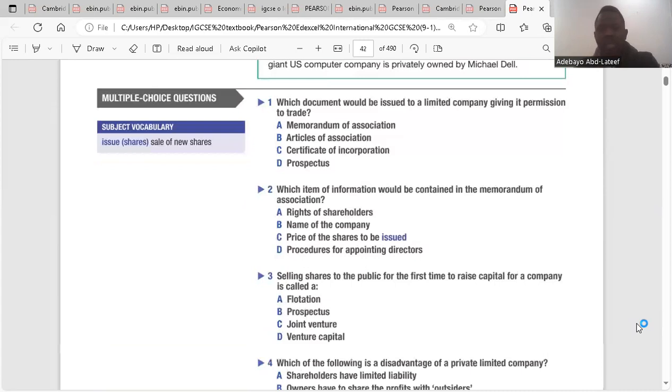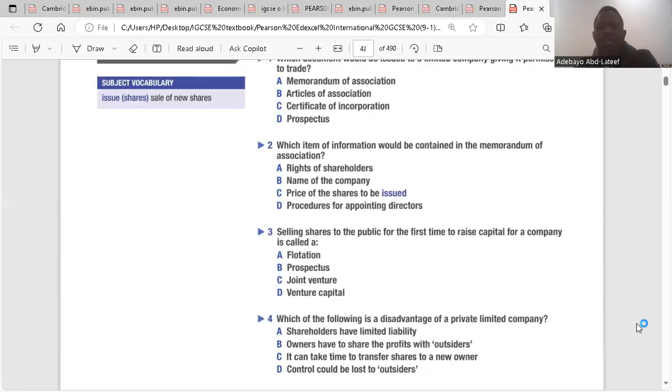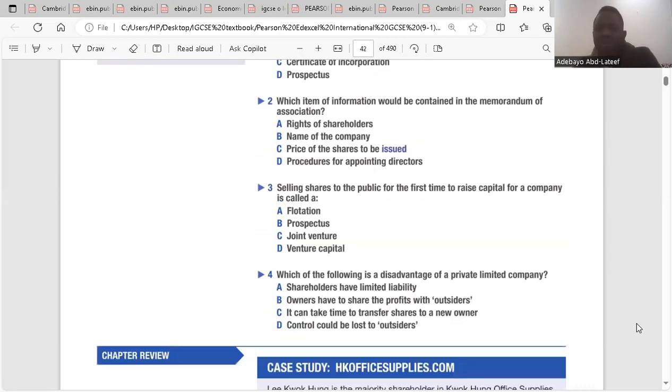The first one says, which document would be issued to a limited company giving it permission to trade? It is called the Certificate of Incorporation. Question 2. Which item of information will be contained in the Memorandum of Association? The Memorandum of Association contains the name of the company. Question 3. Selling shares to the public for the first time to raise capital for a company is called flotation.